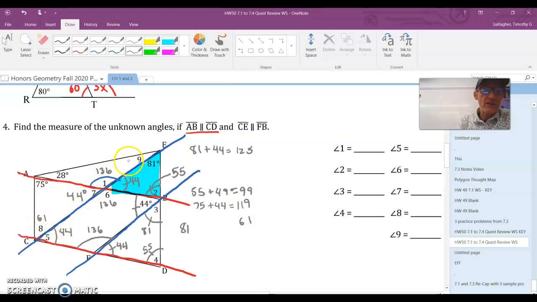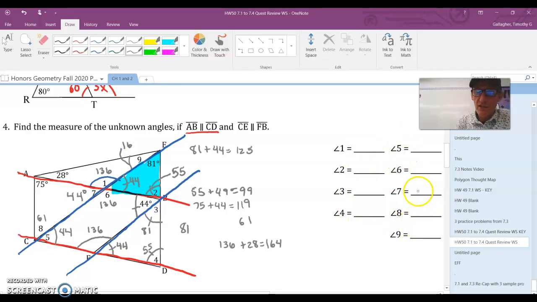All right, last angle 9, we're going to figure out using 136 plus 28. So we do 136 right there plus 28. All right, that's 164. And we take that away from 180 and we end up with 16. All right, we're done. You can fill in the blanks, okay?